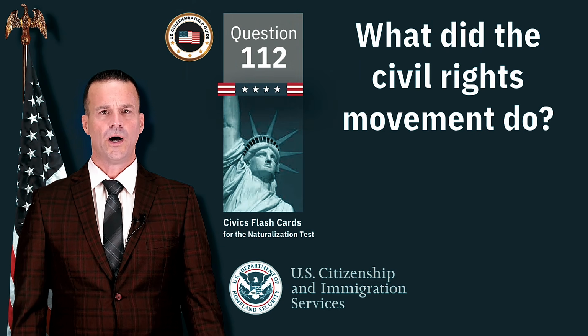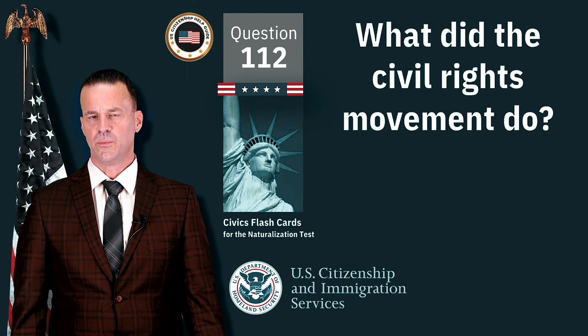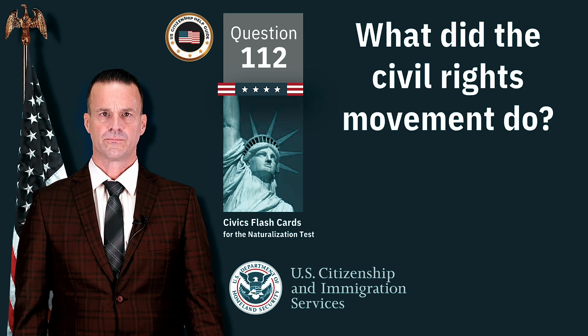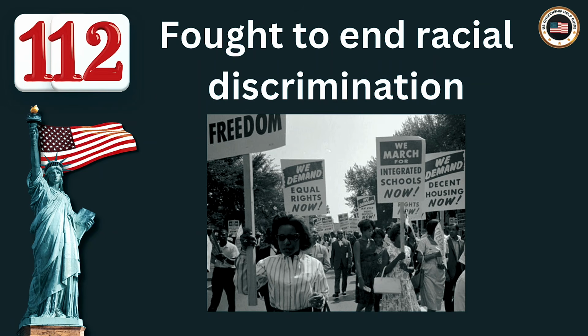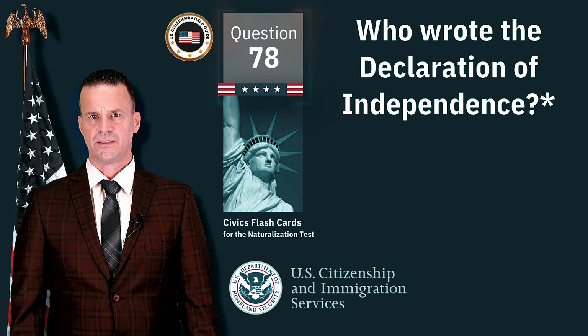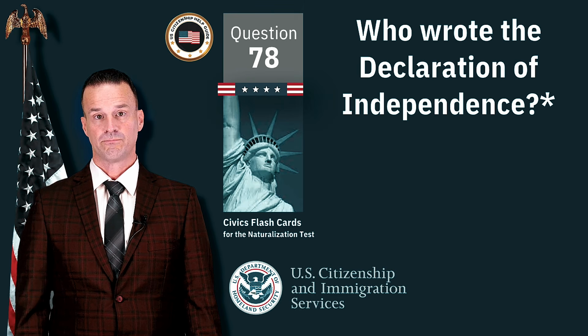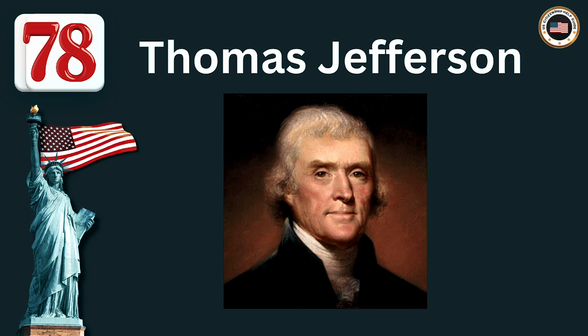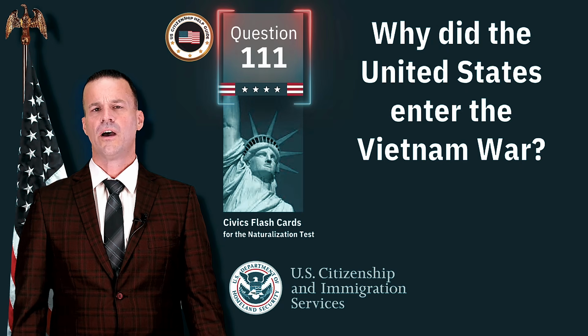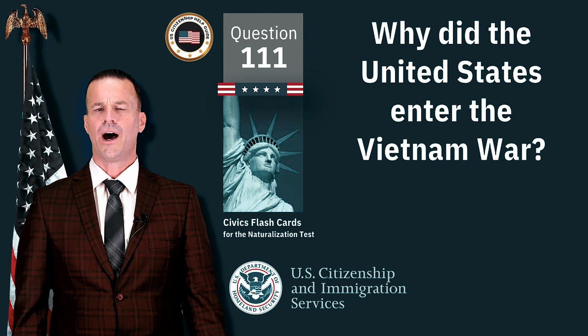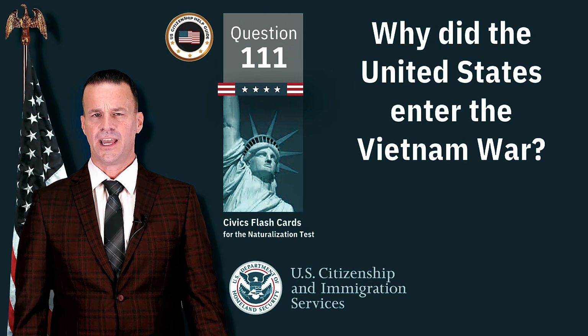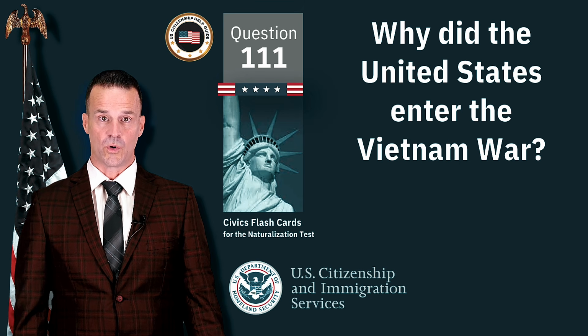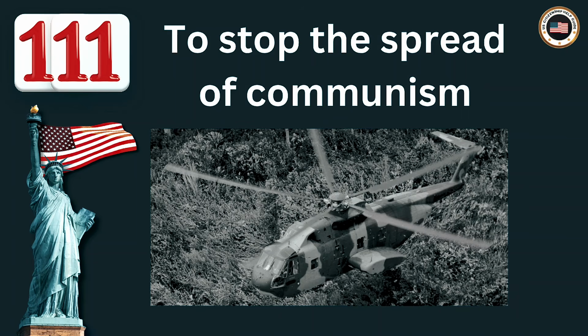112. What did the Civil Rights Movement do? Fought to end racial discrimination. 78. Who wrote the Declaration of Independence? Thomas Jefferson. 111. Why did the United States enter the Vietnam War? To stop the spread of communism.